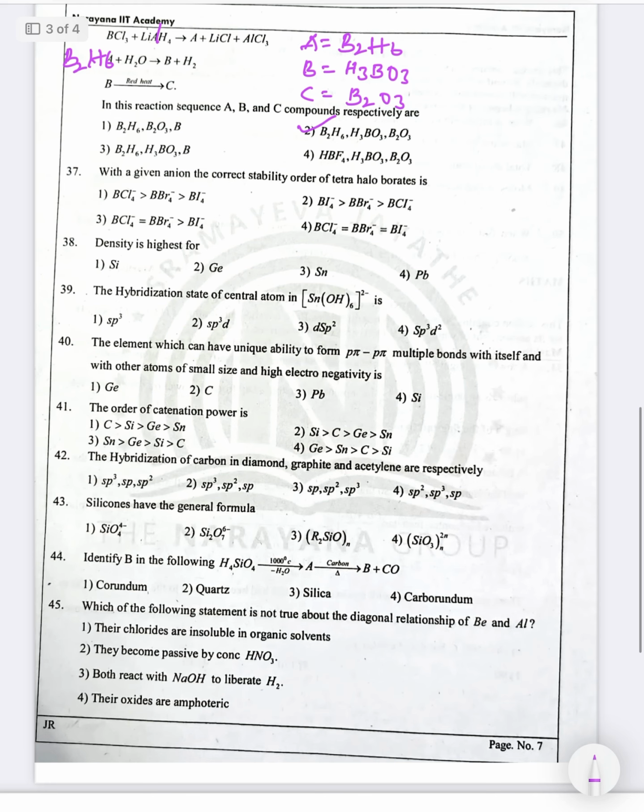Next. With a given anion, the correct stability order of tetrahaloborates. So stability order, if you see, BCl4 minus is more stable than BBr4 minus than BI4 minus. So down the group, stability decreases in the case of halides of boron.